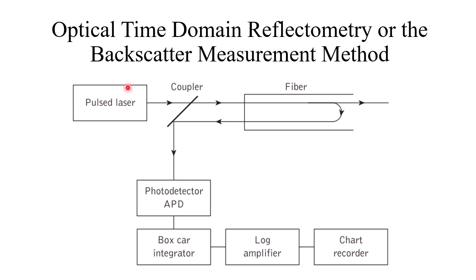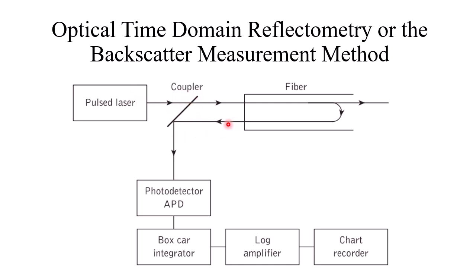Let us see how. First of all, we have a pulse laser that will produce a pulse of very short duration, and it goes directly into the fiber, right? A portion of that pulse will be reflected back in the backward direction, and that reflected part may be coupled out using this type of mirror, or this device, which is also called the coupler, right?